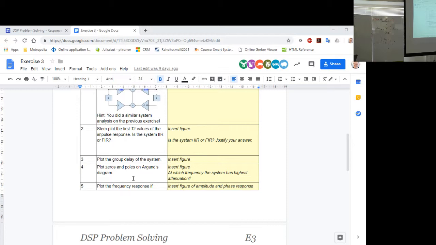We already had the zero pole plot. That in Octave is actually just zplane, and those same parameters B and A. I think we have already had this yesterday. Same coefficients B and A.